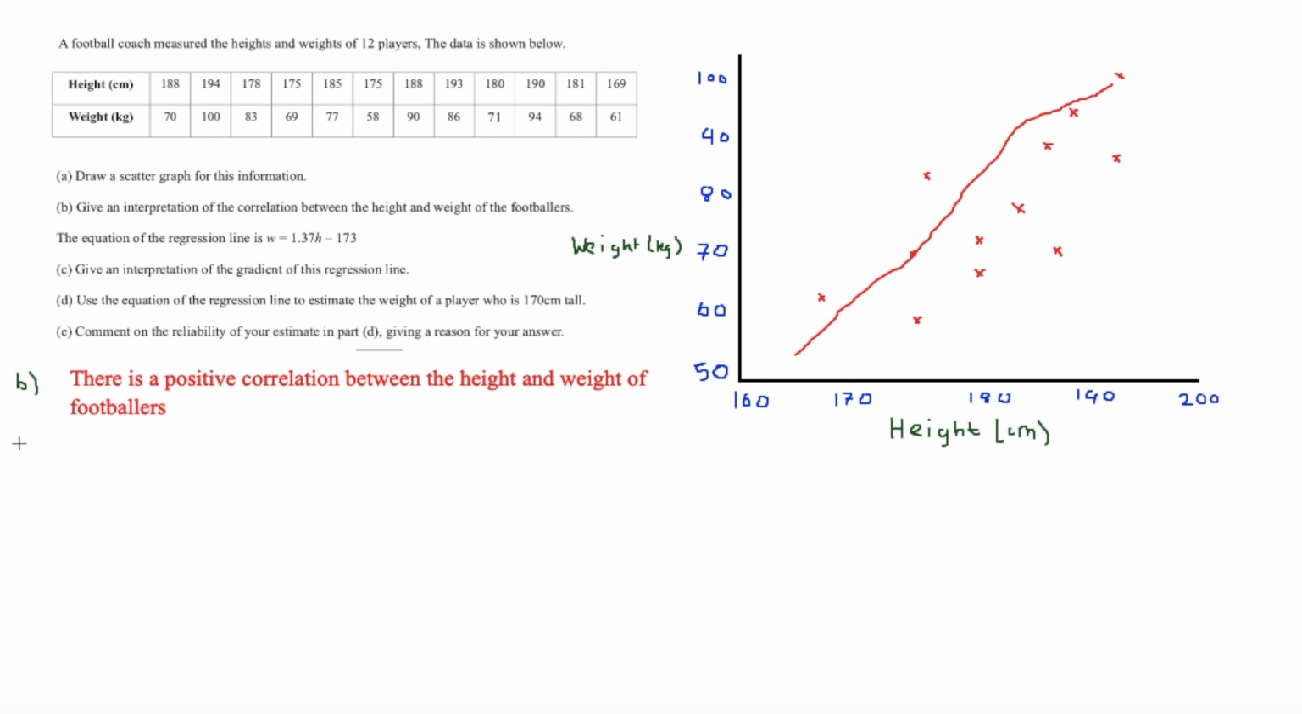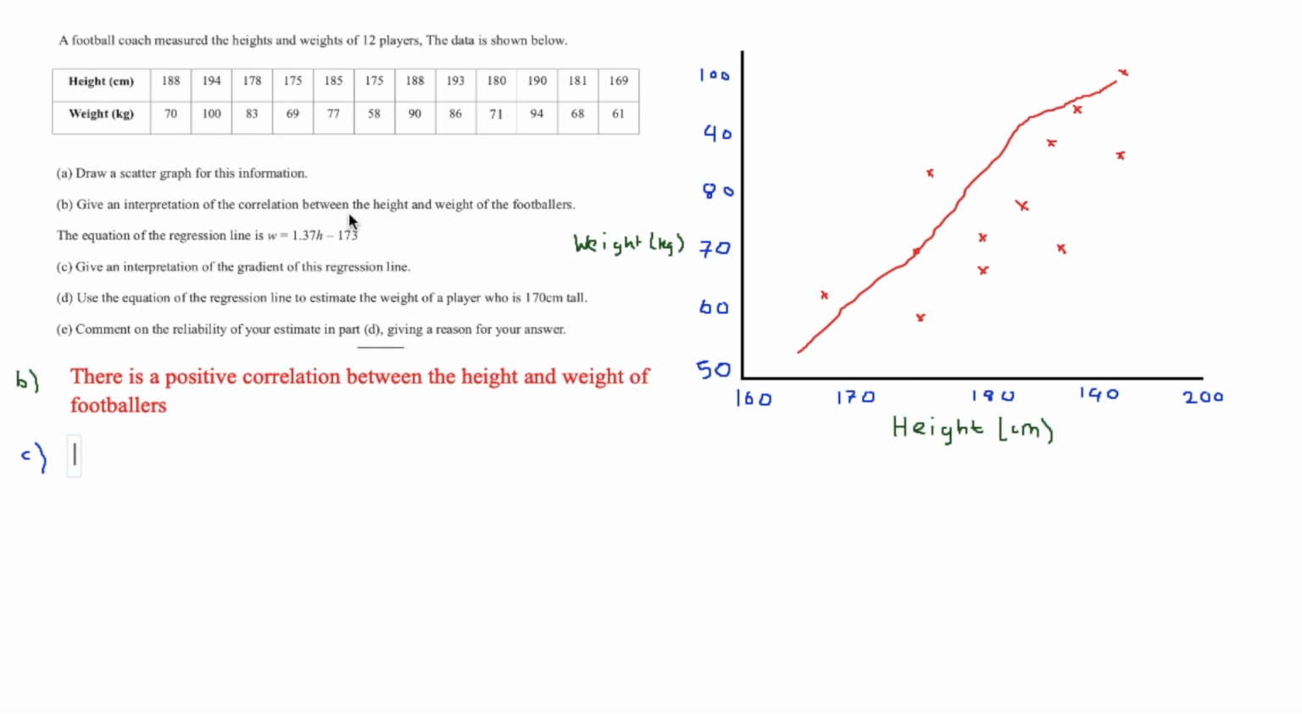The next one again is asking for an interpretation, and this time it is asking for an interpretation of the gradient of this regression line. The regression line is W is equal to 1.37h minus 173. As it's the gradient, we're specifically looking at 1.37h, and that means that for every centimeter that the height increases, the weight will increase by 1.37 kilograms. And that is what it's saying by an interpretation.